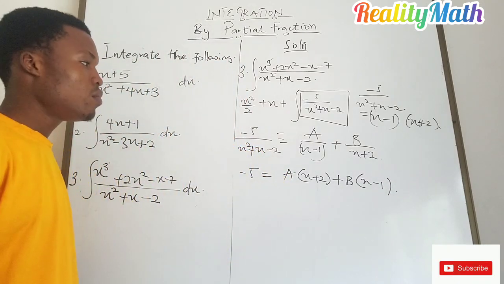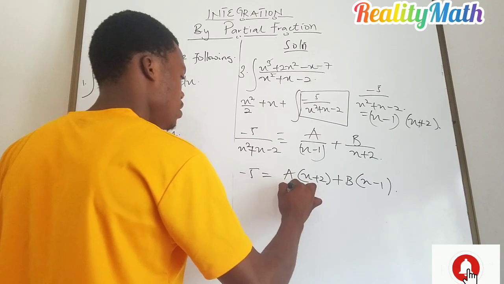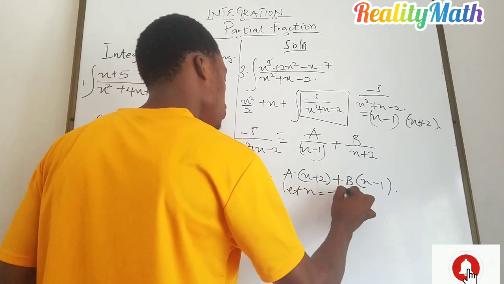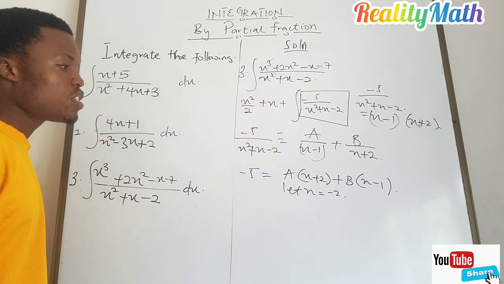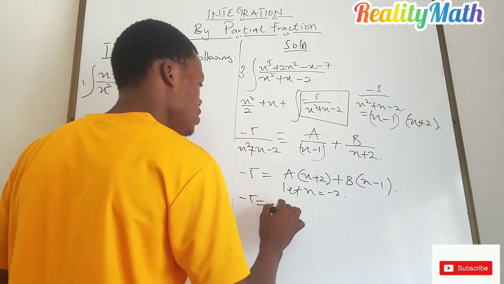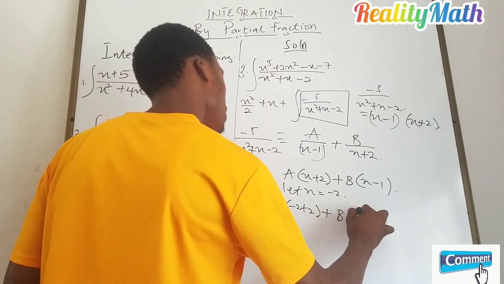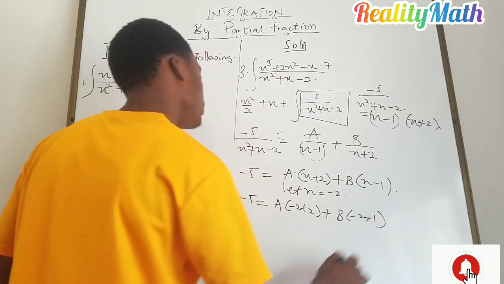Okay, now in this, let's try to zero each. Let x be equal to minus 2. Now if x is minus 2, what are we having? We have minus 5 giving me a times (minus 2 plus 2) plus b times (minus 2 minus 1).